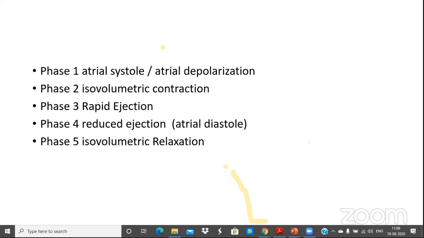These events in the 5 phases together take place in less than a second. Each minute has 60 seconds, but how many beats do we have? 72 beats, an approximate average. In 60 seconds we have 72 cardiac cycles. That means for each cycle, these 5 phases take place in less than a second.